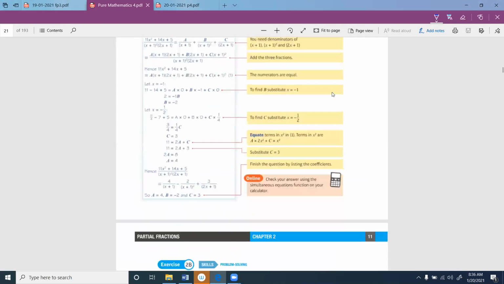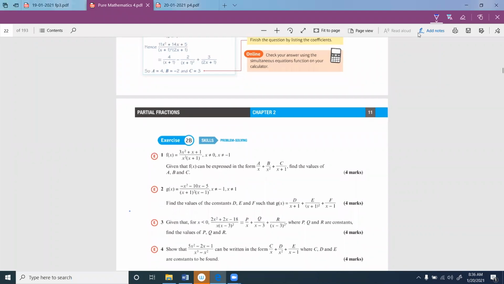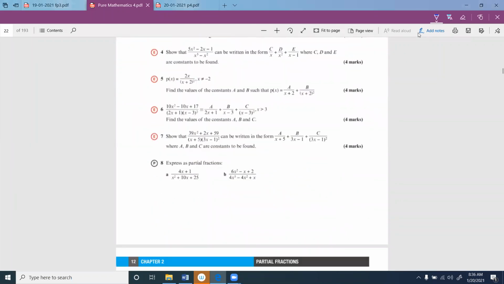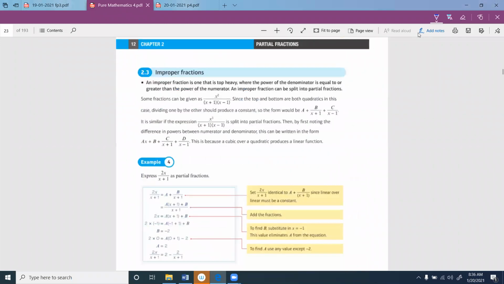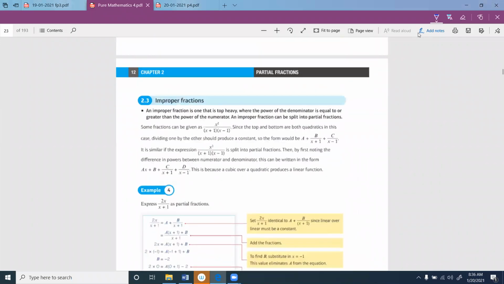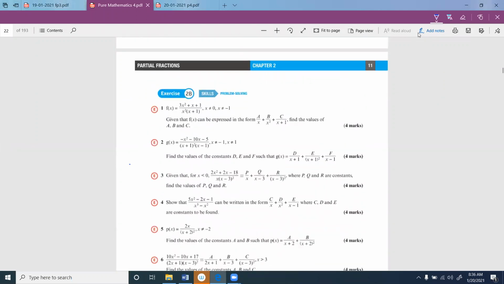That is how it comes for these kinds of questions, right? Okay, then that's it. You can do up to here, but not the improper fractions. Improper fractions should be done as the next topic, and you can finish up to exercise 2B. That's a way of doing that.